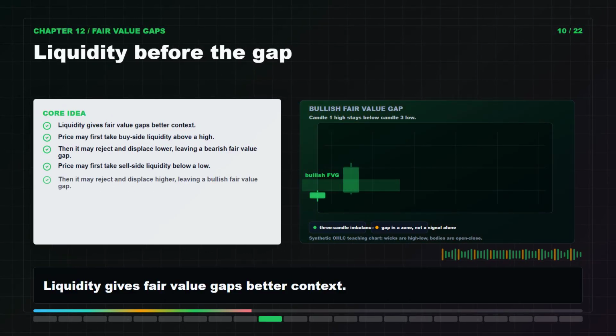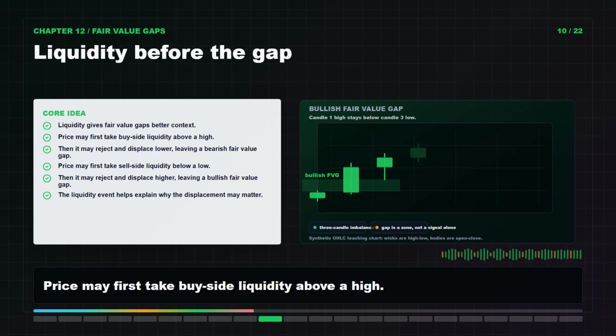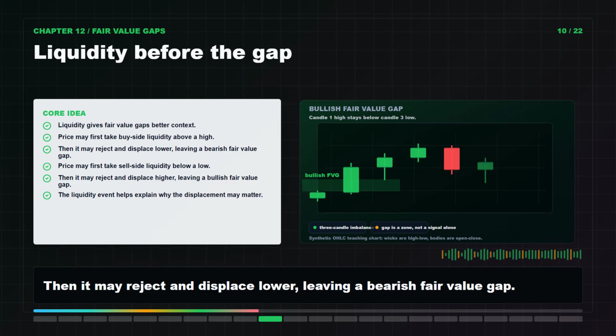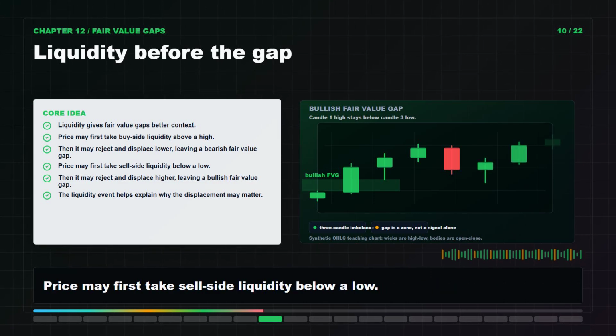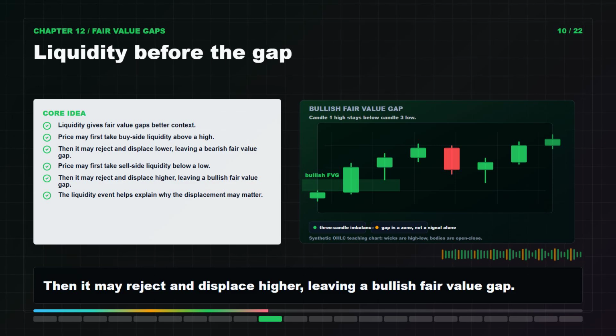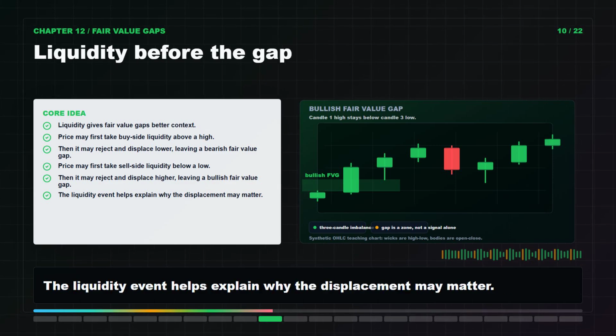Liquidity gives fair value gaps better context. Price may first take buy-side liquidity above a high. Then it may reject and displace lower, leaving a bearish fair value gap. Price may first take sell-side liquidity below a low. Then it may reject and displace higher, leaving a bullish fair value gap. The liquidity event helps explain why the displacement may matter.